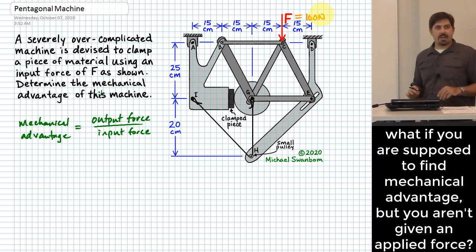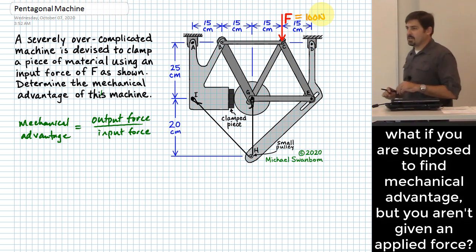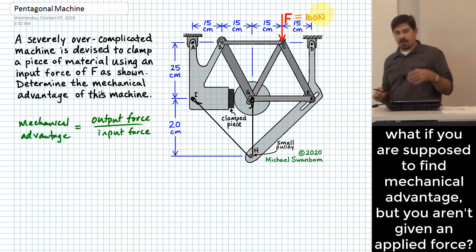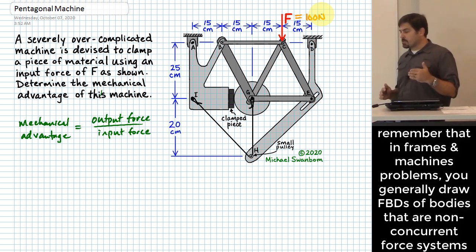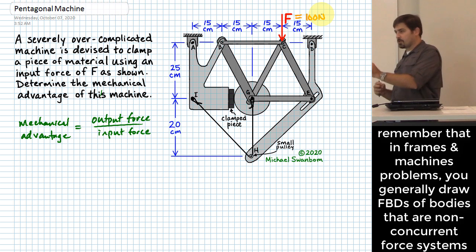Someone said a free body diagram. And so that's not a bad idea, but let's talk about our free body diagrams a little bit before we actually draw one. One of the things that you know is that in these frames and machines problems, you typically draw free body diagrams of what kinds of bodies? Okay, they are stationary. That's not a bad answer, but there's something more specific. Okay, you're looking for bodies that are non-concurrent force systems.